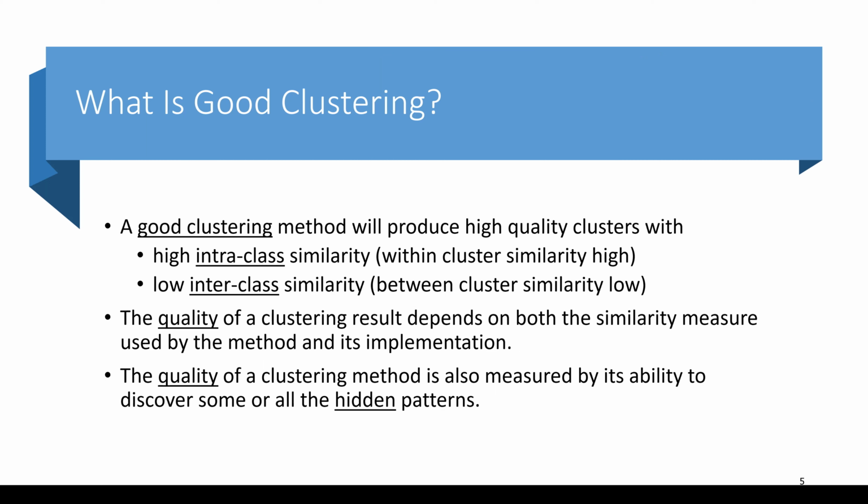So what is a good clustering? Once we do the clustering, we want the items within the same cluster to be as similar as possible, while the data points that are not within that cluster should be as different as possible. This means there will be high intra-class similarity, so within-cluster similarity is high, and low inter-class similarity, meaning between-cluster similarity, right? The similarity between the different classes should be low.